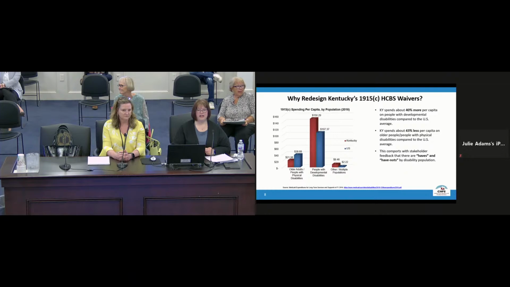Next slide to look at. Again, this is comparing. We spend more than 40% per capita on people with developmental disabilities compared to the U.S. average. We spend 43% less on our older individuals or people with physical disabilities compared to the U.S. average. And this really speaks to the concept of the haves and the have-nots when you look at it by disability population. One of the things that I think is most important to stress to this group as we look to redesigning waiver and how to fix waiver is that we can't look at it with certain disability groups in mind. All disability groups should have equal access to services and should have equal opportunity to age in place and to remain integrated in the community and make those choices.